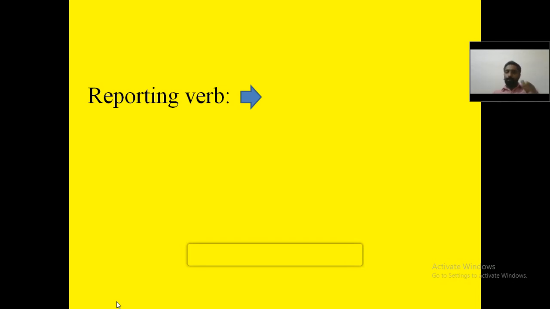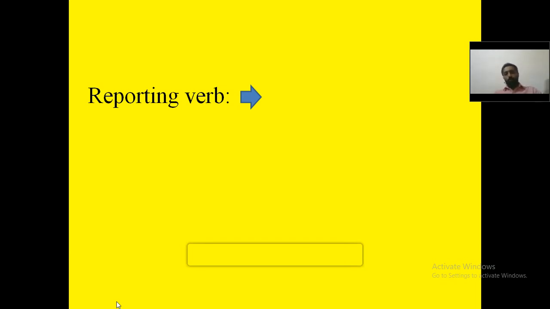The tense of the reporting verb is not changed. The tense of the reported speech is changed. There is no exclamatory mark. It is not separated by a comma. There is no question mark. I hope you have understood the differences between direct speech and indirect speech.